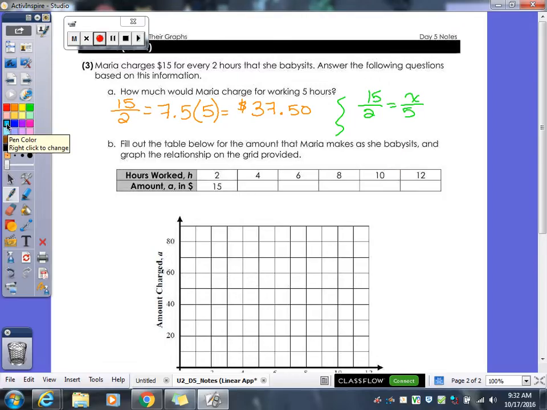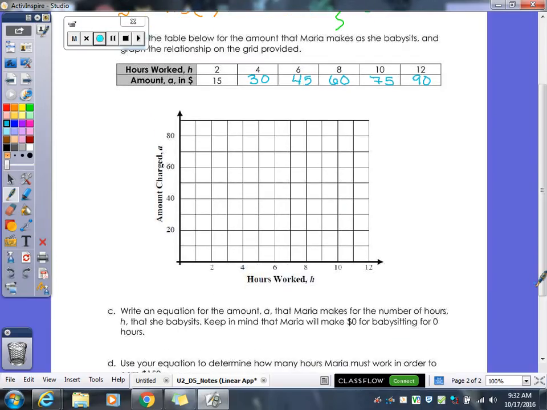All right, so next they want us to fill out the table below for the amount that Maria makes as she babysits and graph the relationship on the grid provided. So this would be 30, 45, 60, 75, 90. So then go ahead and plot those points on the graph below.